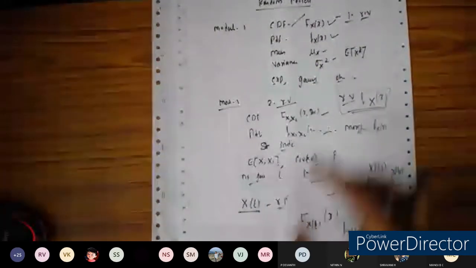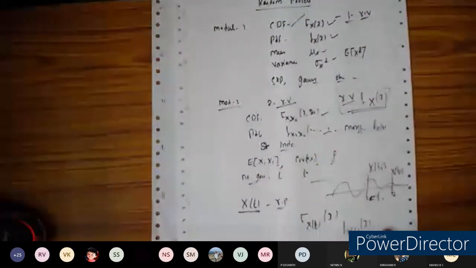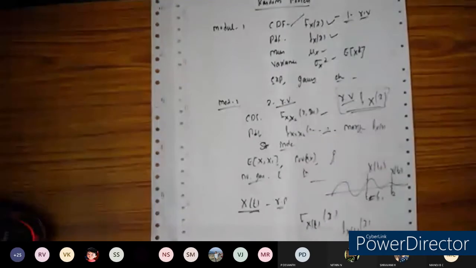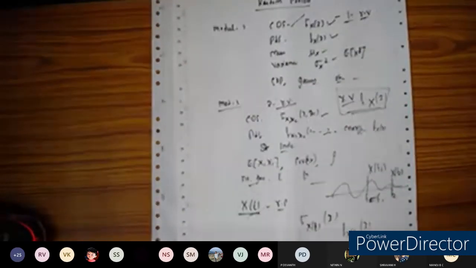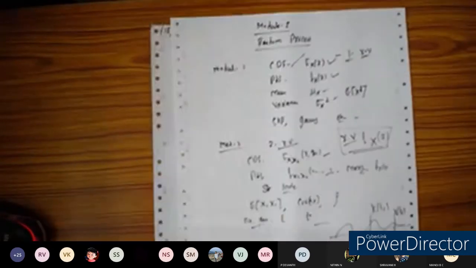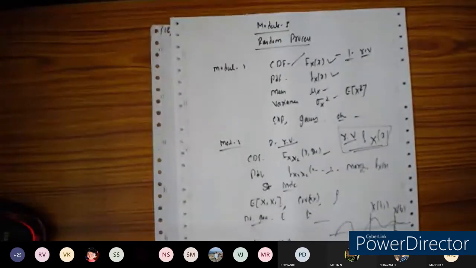Getting it, right? So these two modules I'm going to extend for module 3. You're going to recall the concepts here, and I'm going to redefine them in terms of the time t, and we are going to see some parameters. So that's our concept. No need to get confused. I'm just going to define everything in terms of the time t. If you're not understanding at any point of time, you can ask me. Don't feel it's difficult.